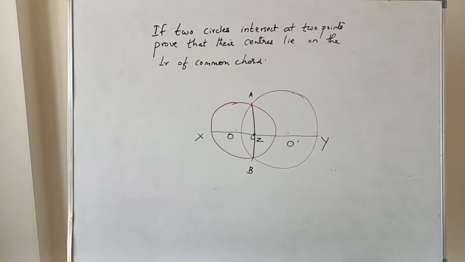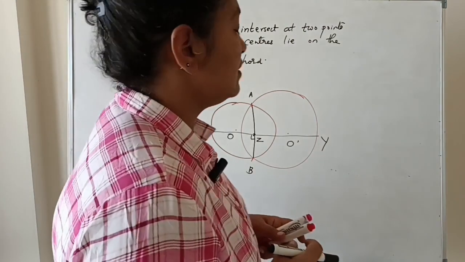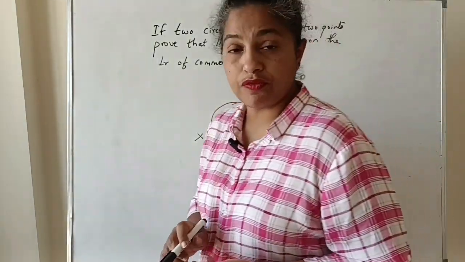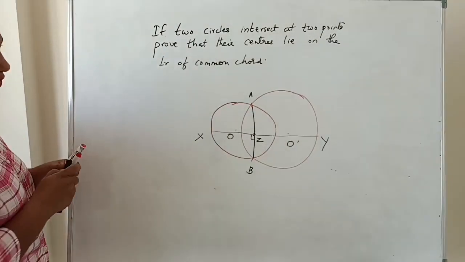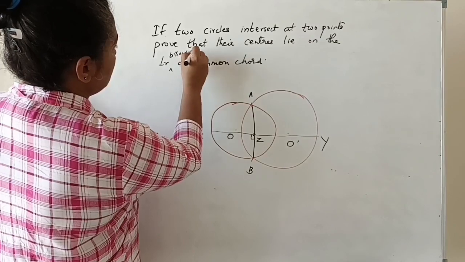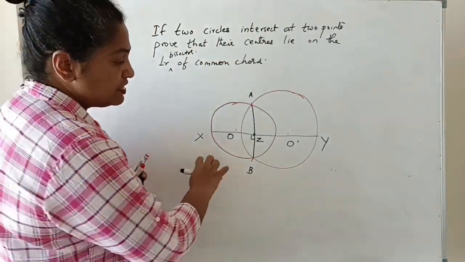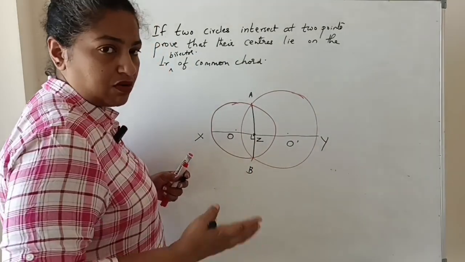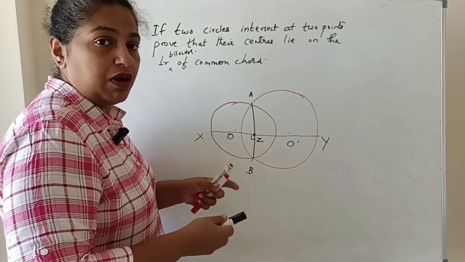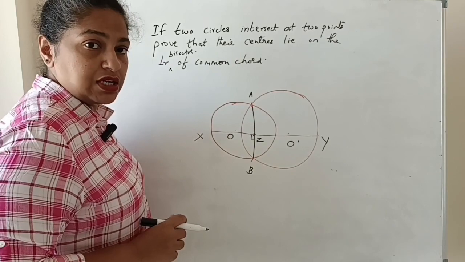If two circles intersect at 2 points, prove that their centers lie on the perpendicular bisector of common chord. Okay, so here I have not written down bisector, so perpendicular bisector of the common chord. So what do we need to prove? We need to prove that you have two circles which are intersecting at 2 points. If two circles always intersect at 2 points, we have not done that theorem yet, but we will come to the theorem after this. So AB is the common chord of both the circles.